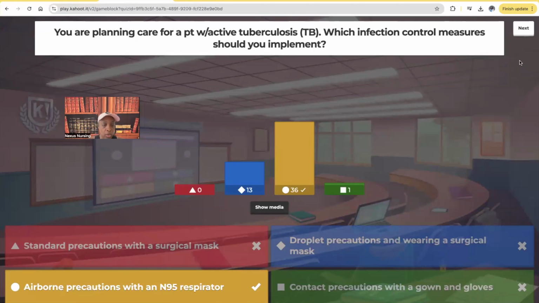Airborne precautions with an N95 respirator. So let's talk about tuberculosis. It's caused by a bacteria called Mycobacterium tuberculosis. Sometimes on tests, it won't say TB, it'll say Mycobacterium. When you see Mycobacterium, this is what they're talking about. You need to be thinking about tuberculosis. And the patient's going to be on airborne precautions with an N95 respirator.